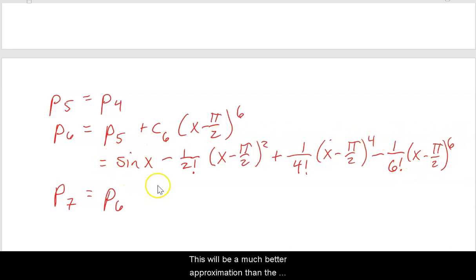This will be a much better approximation than the previous ones because it has more terms, and it will be a better approximation over a wider interval. Let's take a look at another problem.